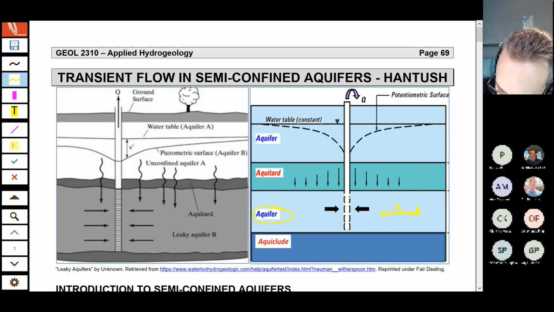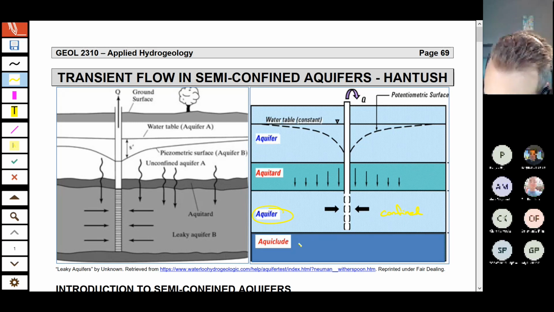Obviously, it's screened. So we have these arrows representing radial flow. Again, we like to have the full screen interval covering the whole confined aquifer. Below the aquifer is an aquiclude. And remember, the difference between an aquiclude and an aquitard is that an aquitard may allow some flow through. Nothing that you typically are going to be able to produce a great well from, but an aquiclude is going to be a no flow boundary.